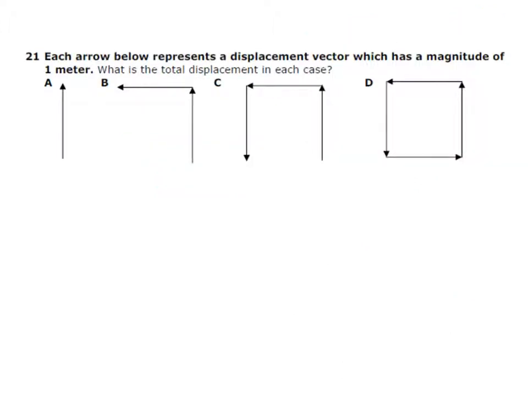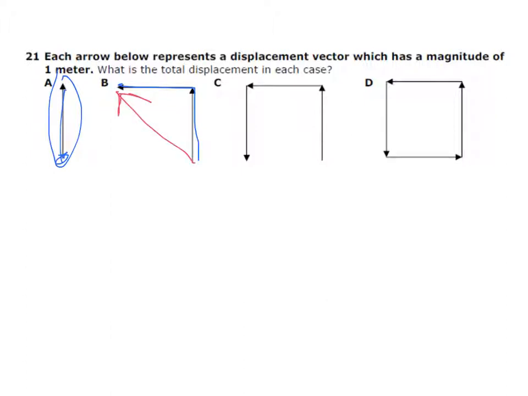In this question, it says each arrow represents a displacement of 1 meter. So what's the total displacement in each case? Well, in case 1, the displacement is 1 meter. It's from the start to the finish, and that's the length. In question B, the distance, not displacement, is 1 meter plus 1 meter. That's 2 meters. But the displacement is from the start to the finish.